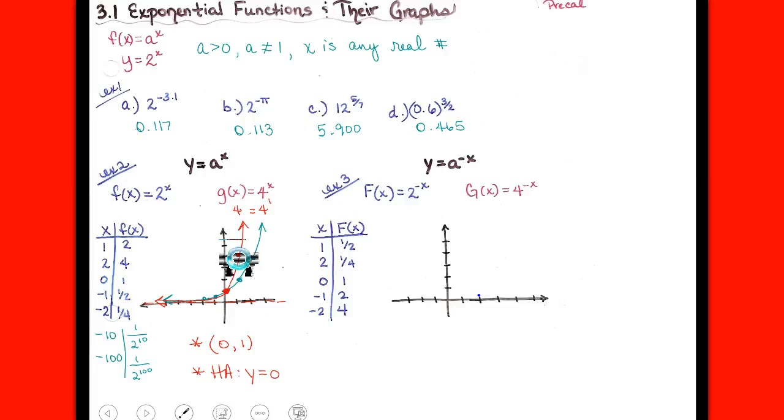All right, let's look at the second scenario then. For our second scenario, we had y equals a to the negative x. Now, if you compare the original function with this function, the only difference is that negative right there. What does a negative usually cause in a function?